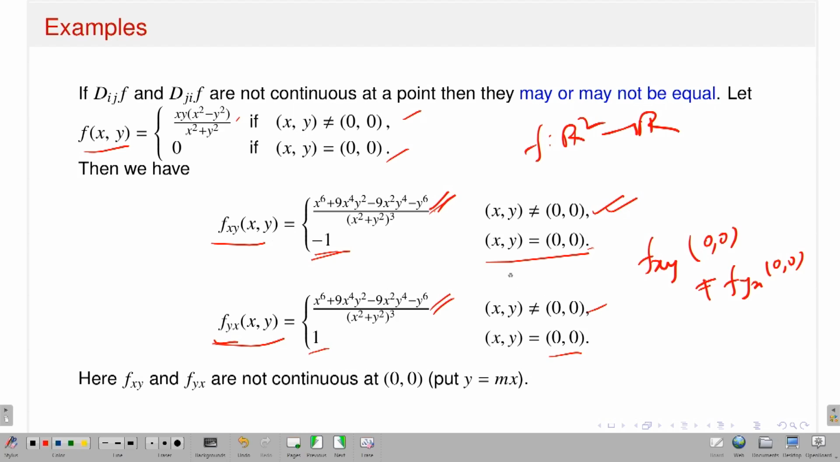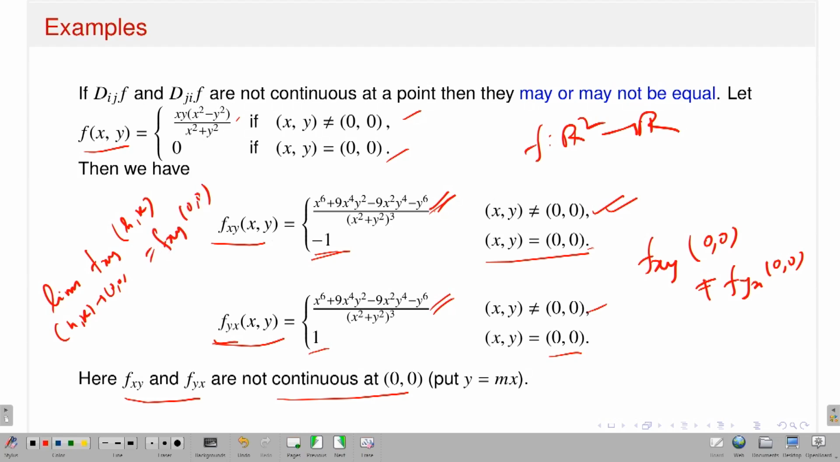So therefore, I can talk about the continuity at the point (0, 0). Now look at the expression of f_xy and f_yx. You see this is not continuous. I have written here that f_xy and f_yx are not continuous at (0, 0). Why? So continuity means what? I have to show that the limit as (h, k) goes to (0, 0) of f_xy at (h, k) should exactly equal f_xy at the point (0, 0), right.